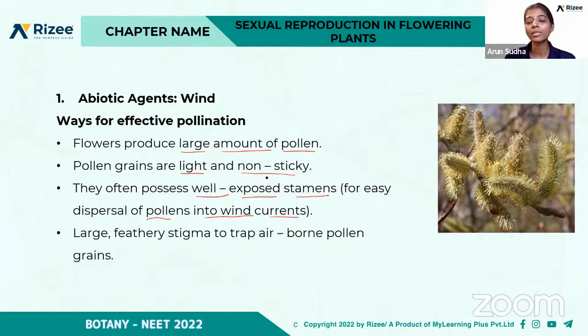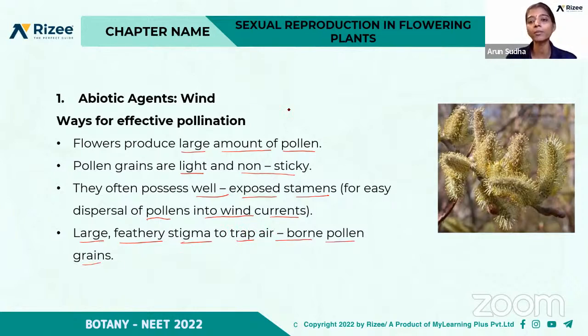Okay, so these are the special features of the pollen which are pollinated by the wind, and they have the large feathery stigma. So the stigma should be large. Why should the stigma be large? So that the pollen can come and stick on it easily. So it should have the large feathery stigma to trap the airborne pollen grains. So these are the special features.